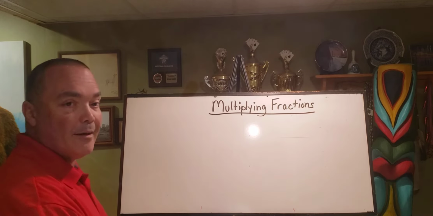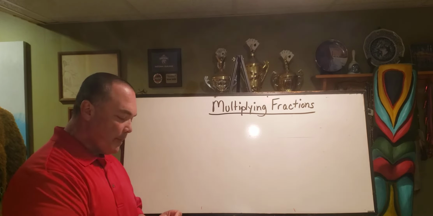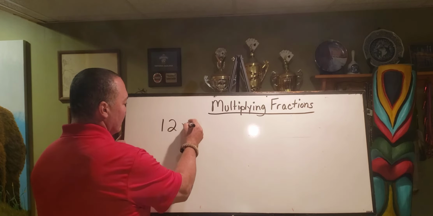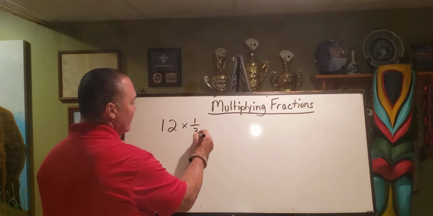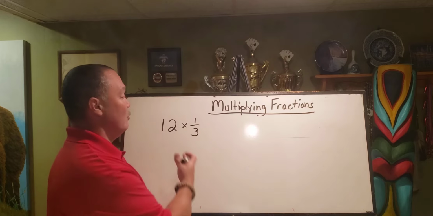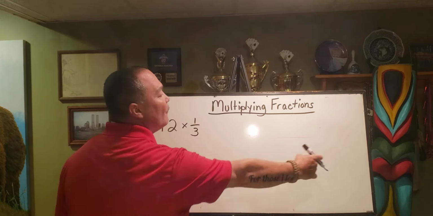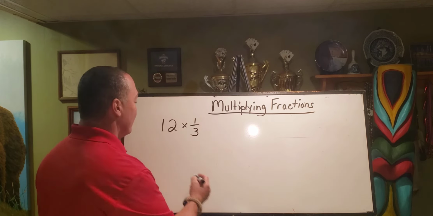Okay, so now we're going to try something different. We're going to use a larger number. Why don't we try 12 times 1/3. Now we could make 12 copies of 1/3, but then I'd be writing out 1/3 12 times, and it's a lot of work.